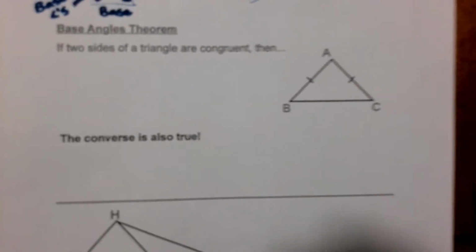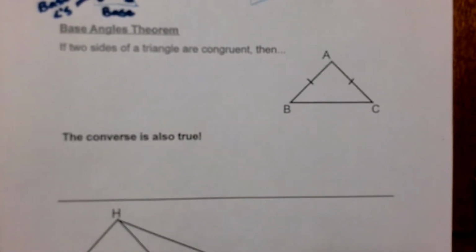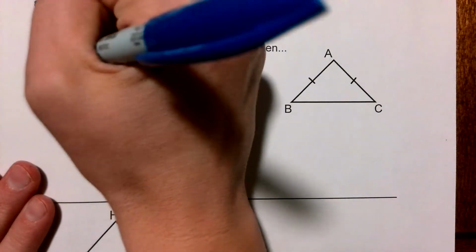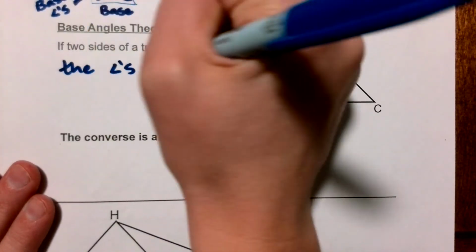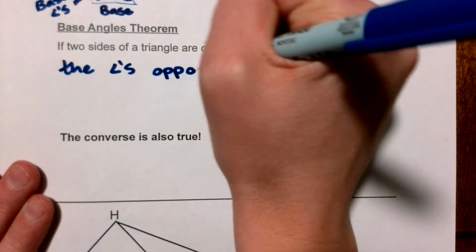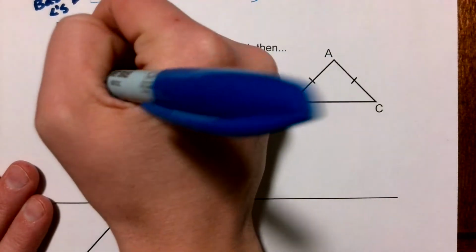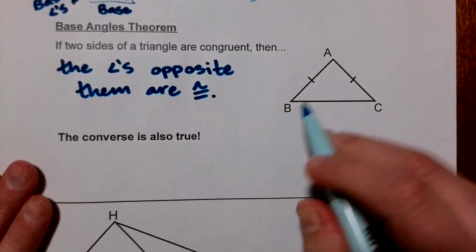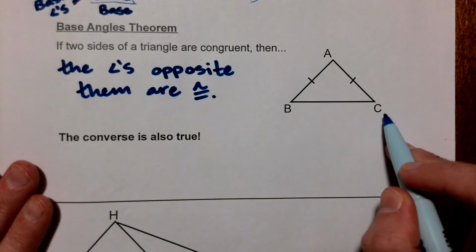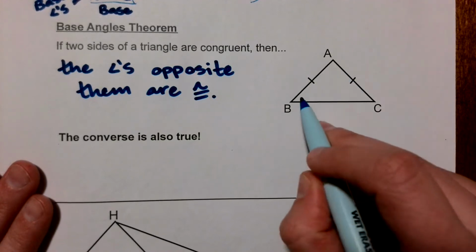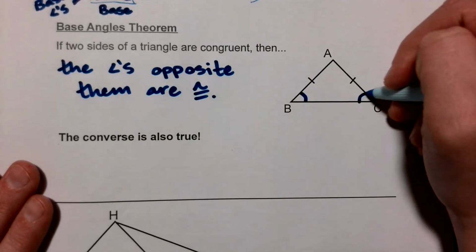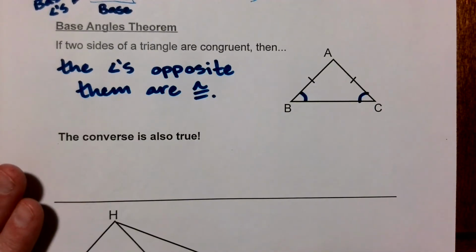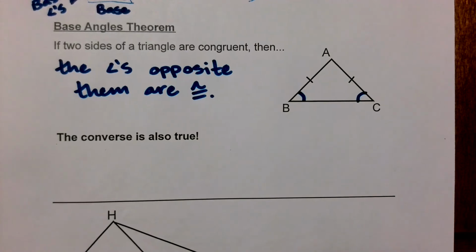Which direction? If I have two sides of my triangle that are congruent to each other, then the angles opposite them are congruent. So if these were my arms here, AB and AC, it's saying that the angle opposite AC and the angle opposite AB, so by my elbows, would have to be congruent to each other. And then we also know that the converse is true.